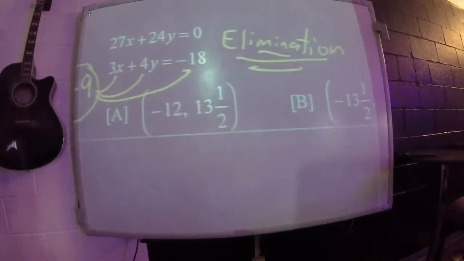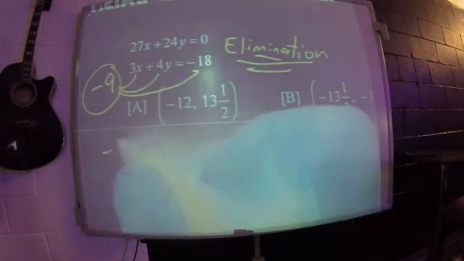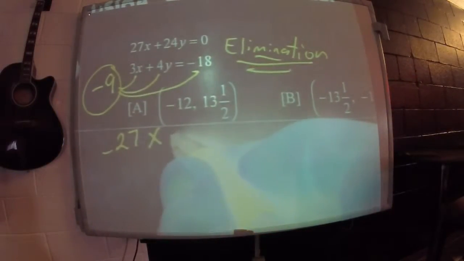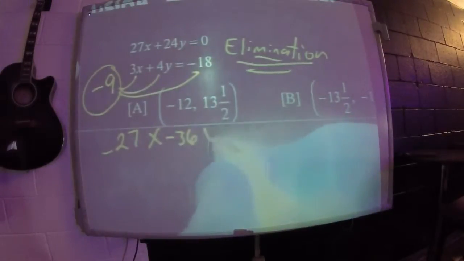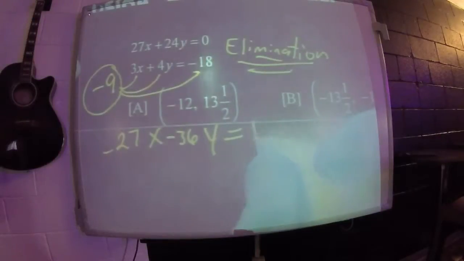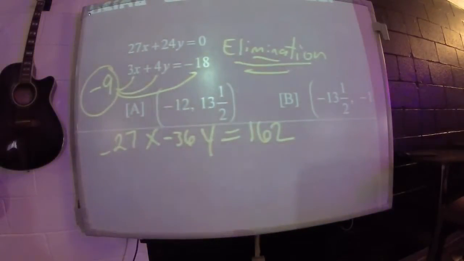Don't forget that. So it looks like I'm going to write it way down here because I'm out of room there. Negative 27x minus 36y equals, and this is positive 162. Negative 9 times negative 18, positive 162.